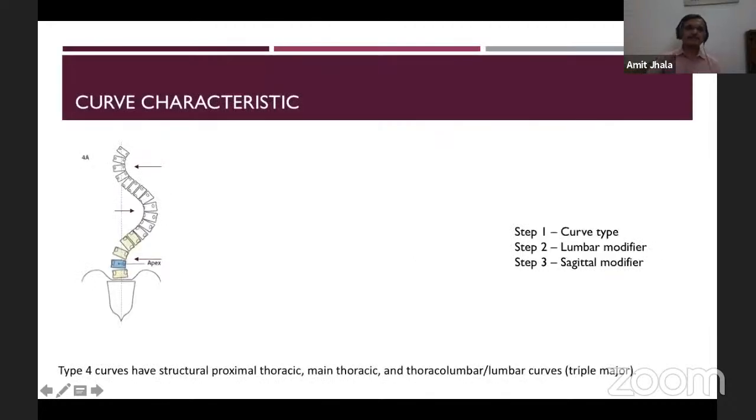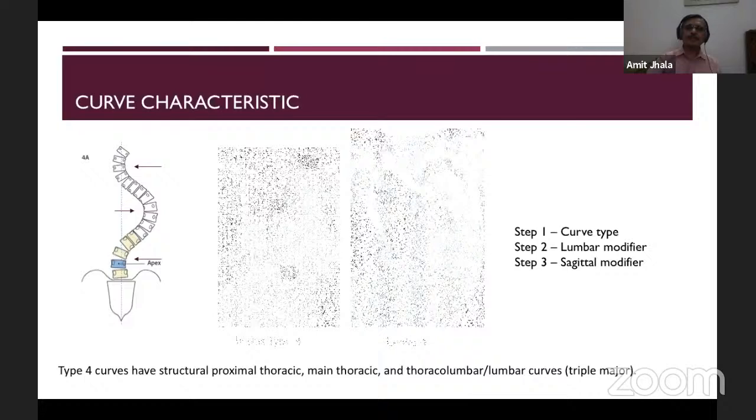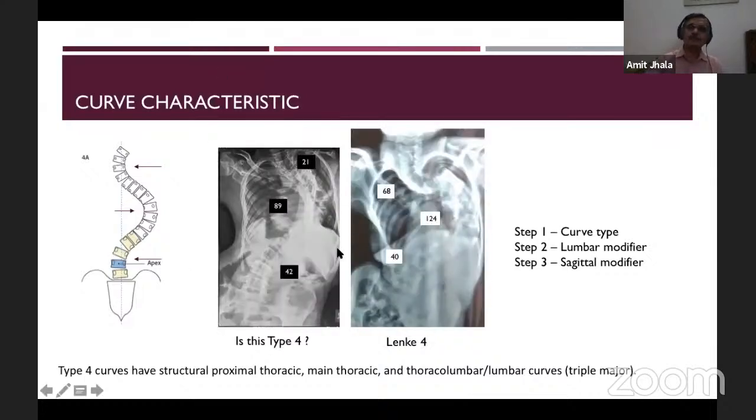The curve characteristics can be 4A, 4B, or 4C. But it's very important that you measure all three curves. Unless you measure all three curves, you are definitely going to miss, as Basu said, the proximal thoracic curve if you just eyeball it. If you see this curve, it looks like a double major. But if you measure it, it is 68 proximal thoracic, 124 main thoracic, and 40 lumbar curve.